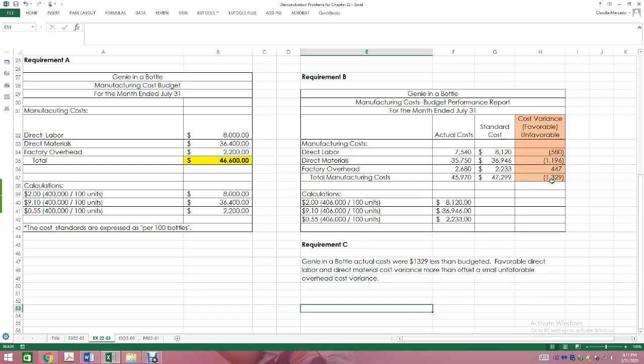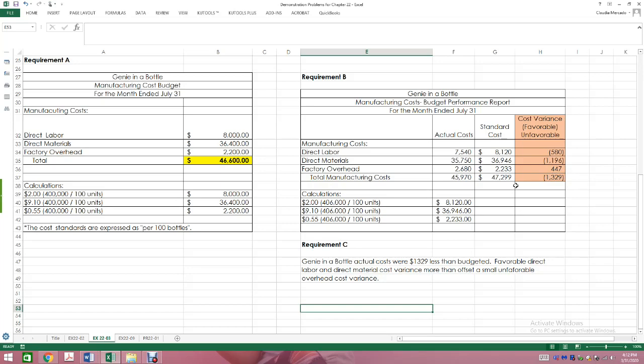They spent $1,329 less, which is good. We had a favorable direct labor and direct materials cost variance. It means that we were more efficient in our operations. We spent less money in labor, less money in materials. We did have an unfavorable factory overhead, but it was minimal. And our favorable variances basically covered that unfavorable variance. We still came out favorable overall.